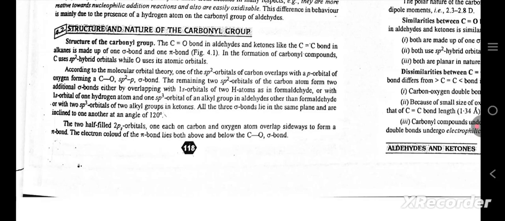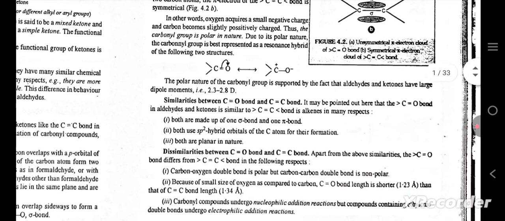All the three sigma bonds lie in the same plane and are inclined to one another at an angle of 120 degrees. The two half-filled 2pz orbitals, one each on carbon and oxygen atom, overlap sideways to form a pi bond. The electron cloud of the pi bond lies both above and below the C-O bond plane.